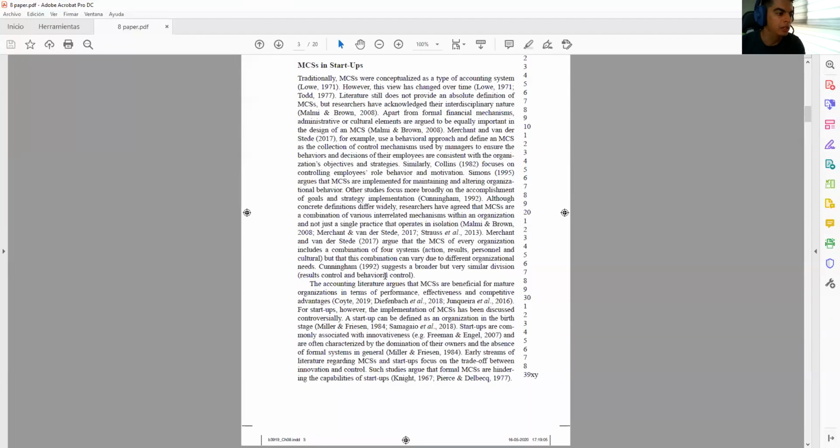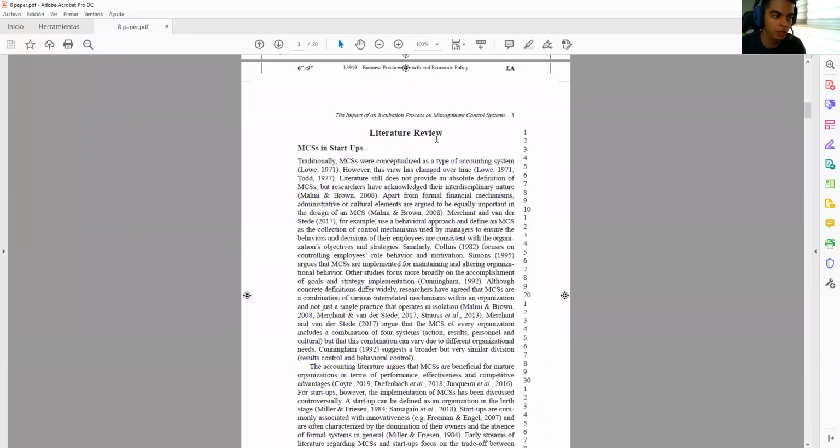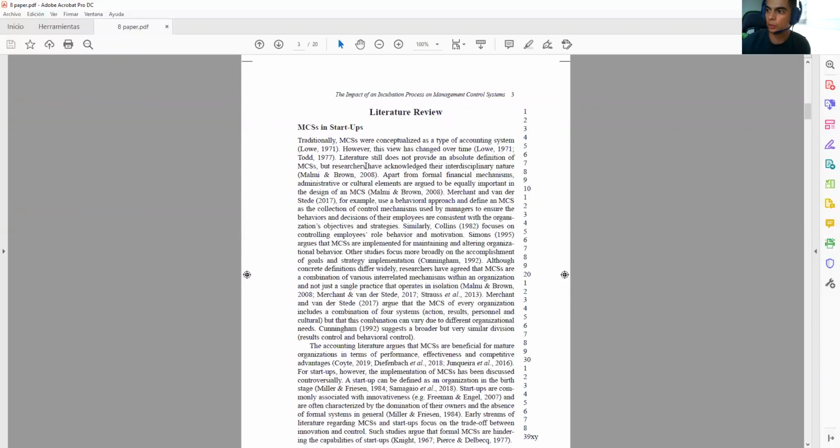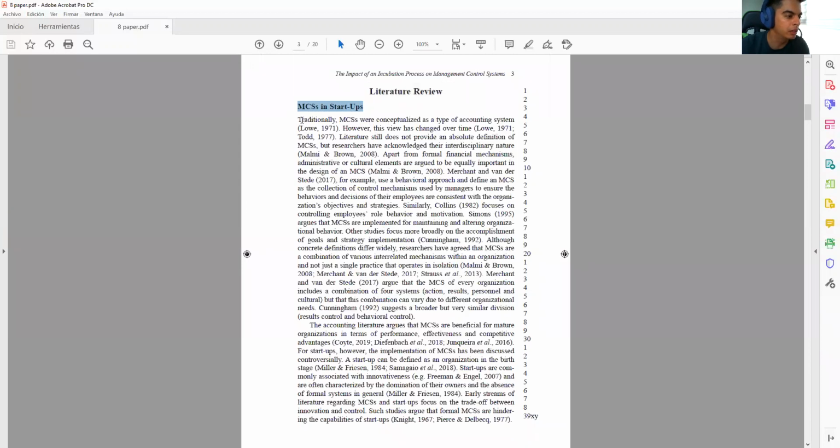As you can see, she didn't write an introduction in the literature review, so that's why I say it's optional. I usually write an introduction. Some people do, other people don't. So it's up to you, don't worry. She started right away with the subsection about management control systems in startups. So you can see the very first sentence: traditionally, management control systems were conceptualized as a type of accounting system. That is the very first line.